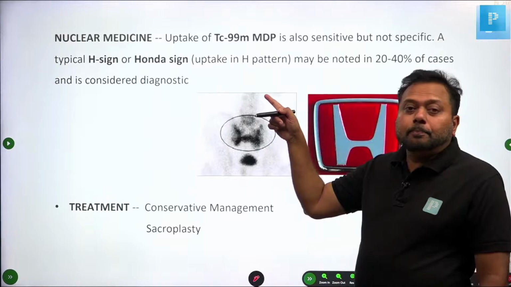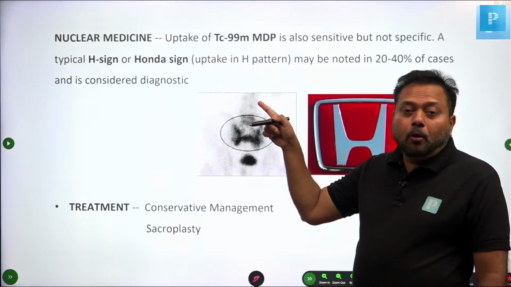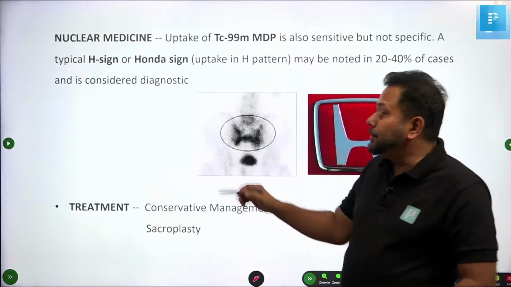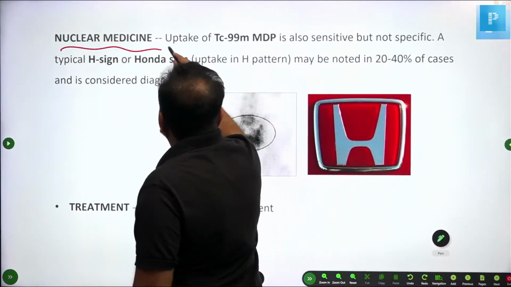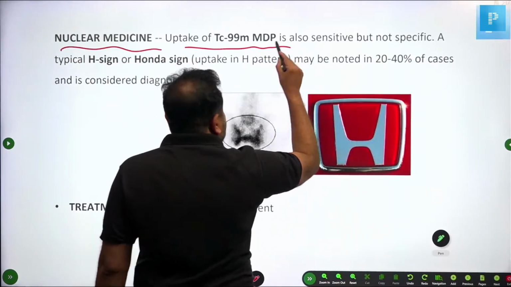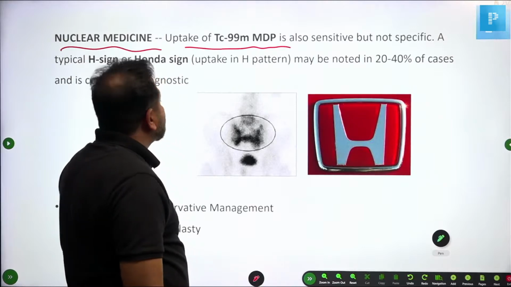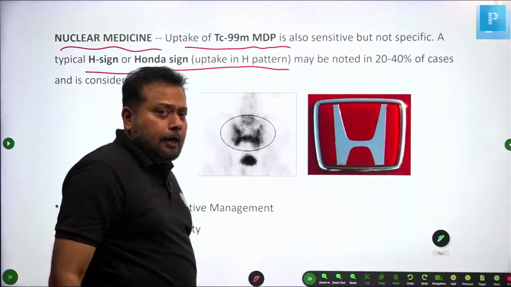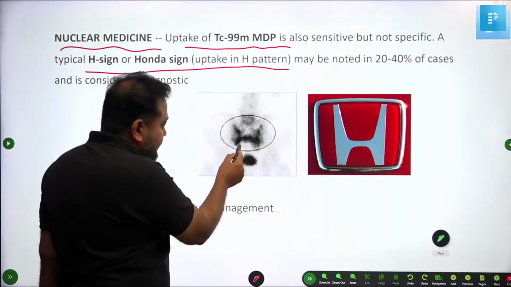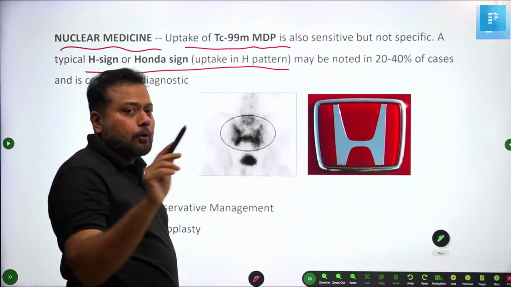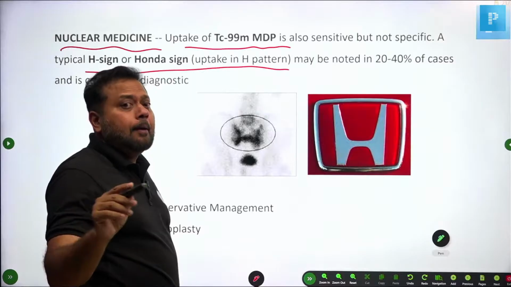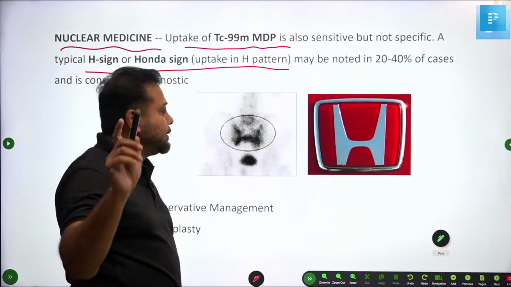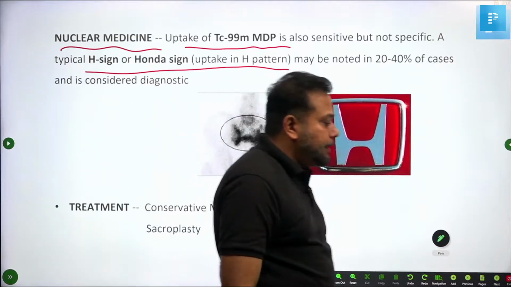Now coming to this point, nuclear medicine. Honda head sign we are seeing. Where is the Honda head sign seen? It is seen only in nuclear medicine. Uptake of technetium-99 MDP is sensitive but not specific; a typical H or Honda sign may be noted. If you are seeing a Honda sign like this, it's seen only in 20 to 40% of the cases. But when you see a Honda H sign, definitely that is a case of sacral insufficiency fracture.